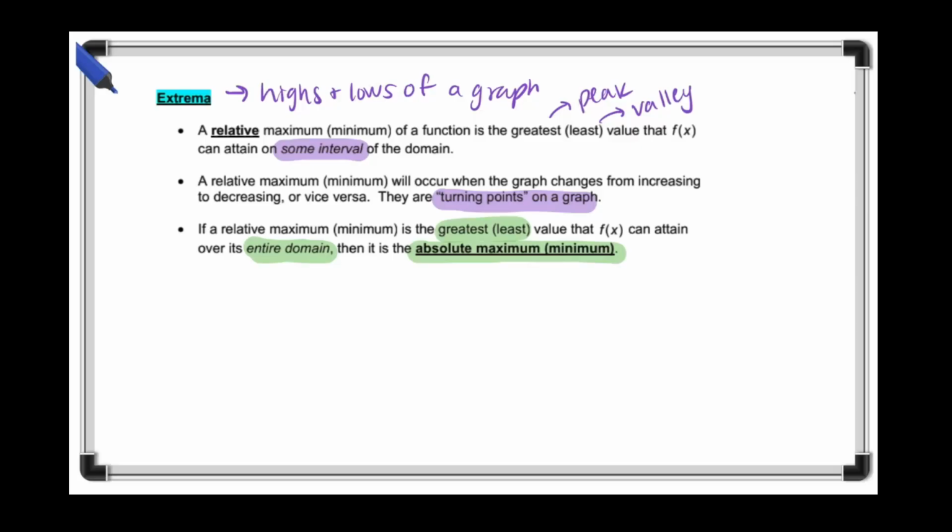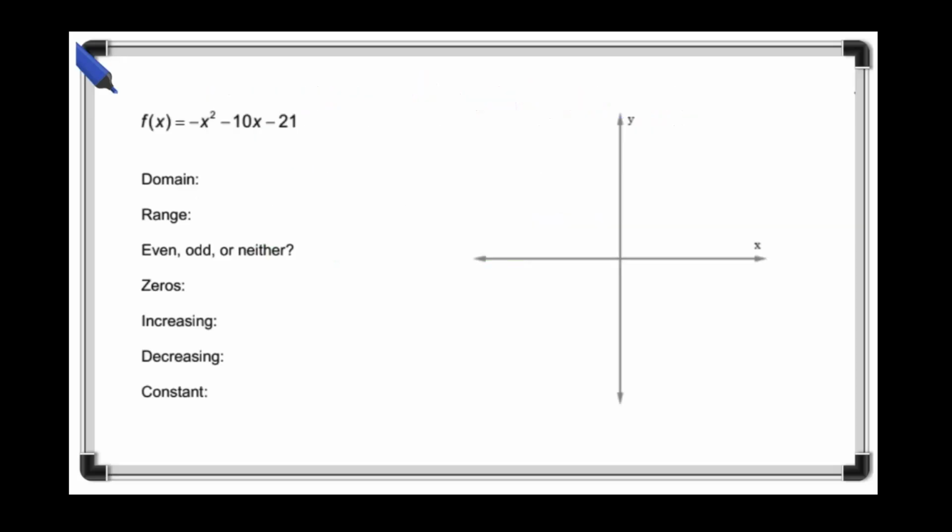So let's go ahead and look at some graphs together. Okay, so here we have a function. If we graph it in our calculator, we can find the domain, the range, and we can also find the zeros. So let's just go ahead and give you a rough sketch of what this is going to look like.